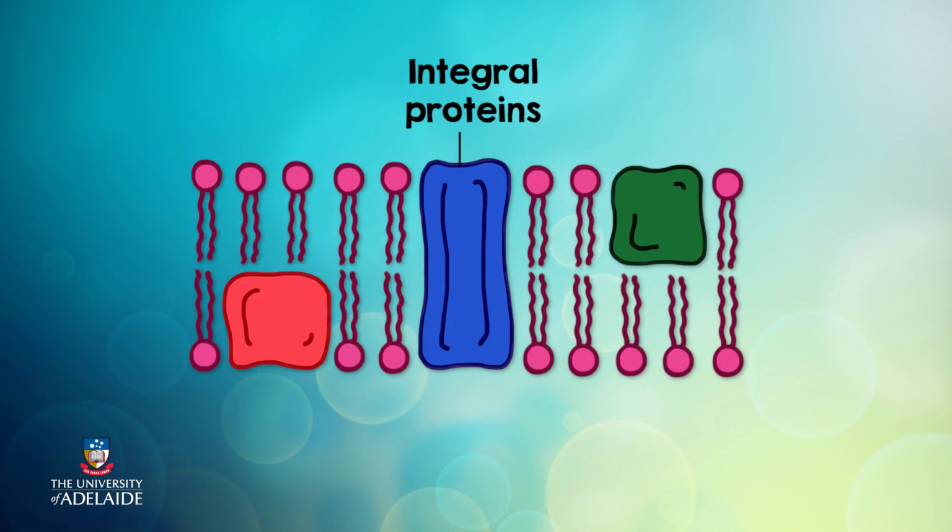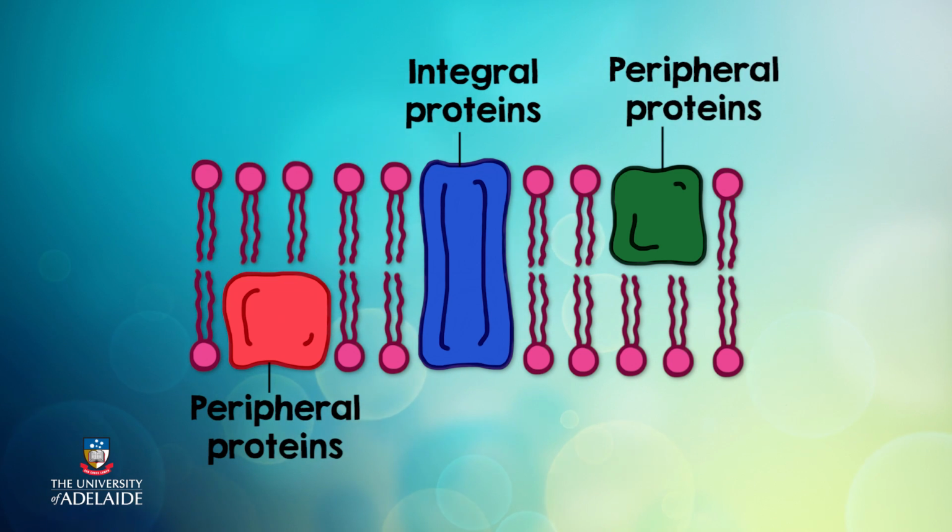Integral proteins, which are sometimes called transmembrane proteins, are large proteins that span the entire thickness of the plasma membrane. Integral proteins are firmly held in place within the plasma membrane and can't easily be removed.